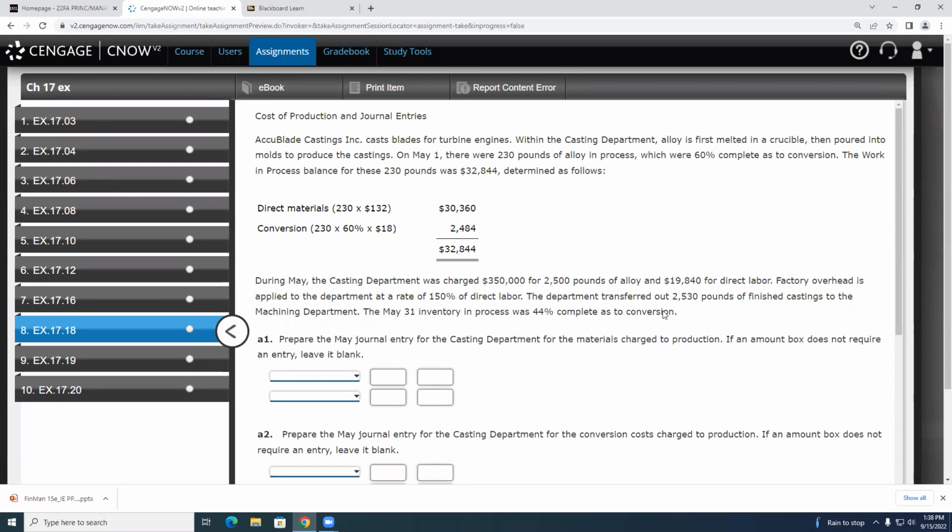During May, the casting department was charged $350,000 for new raw materials or direct materials and $19,840 for direct labor. Factory overhead is applied to the department at a rate of 150% of direct labor. The department transferred out 2,530 pounds of finished castings to the machining department, and the May 31st inventory was 44% complete as to conversion.